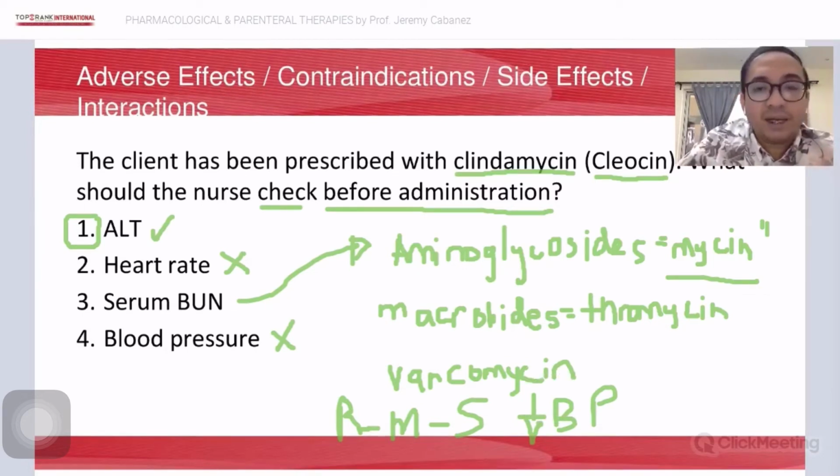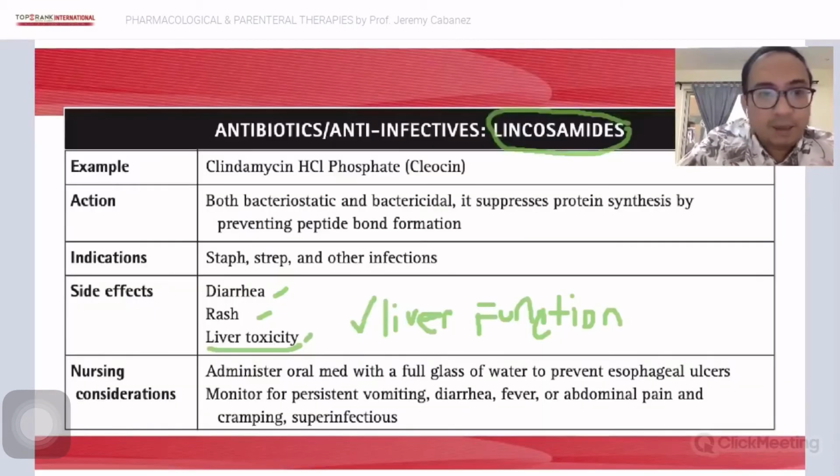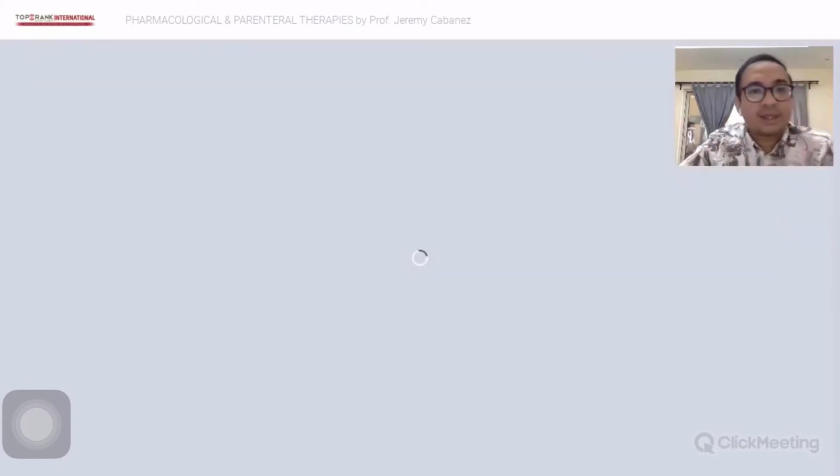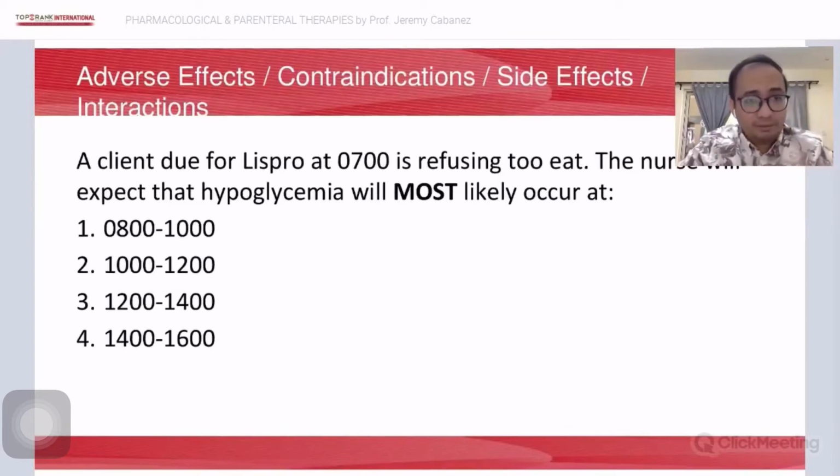Alright? So again, for clindamycin, you have to monitor liver function test. Okay? Next. Talk about the next questions. You got it correctly? Sino ang nakatama? Okay, walang nakatama ha. Okay, sige. Next na tayo. Let's talk about your adverse effect, contraindication, side effect, and interaction of the drug still.